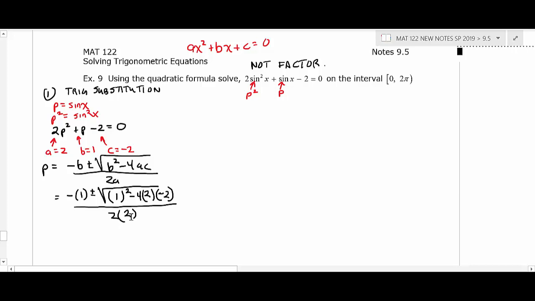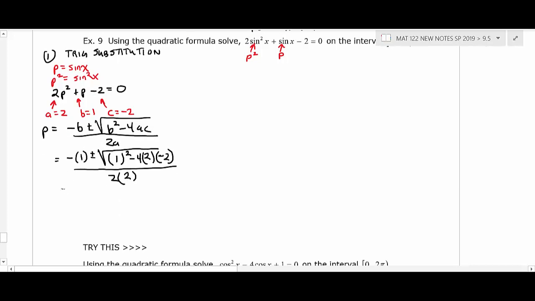Now we're mostly going to work this out on the calculator, but before we do that, let's take this as far as we can. That would be -1, plus or minus the square root of 1 squared, which is 1. Notice you have two negatives, so that's a positive. This would be 8 times 2, which is positive 16. And then the denominator is going to be 4.